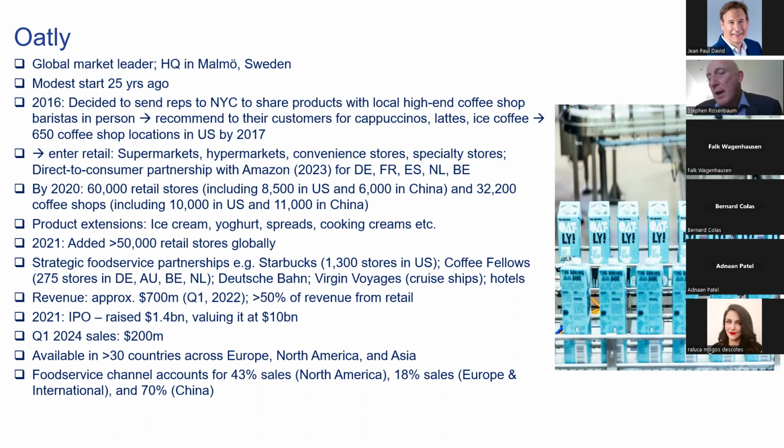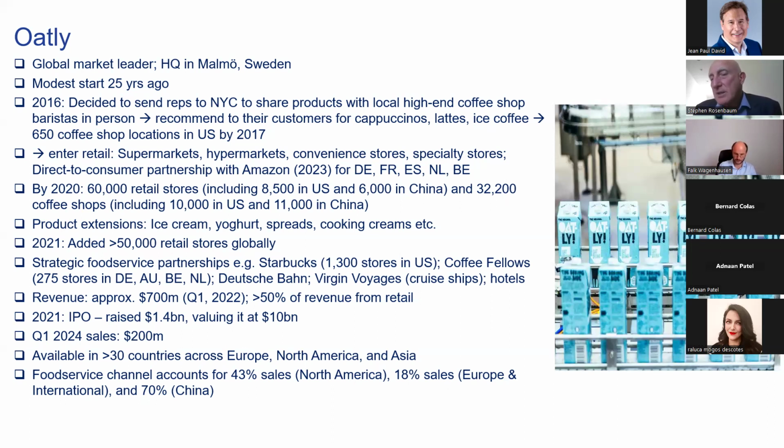They also, in terms of entry modes, started working on strategic partnerships. So with Starbucks, Coffee Fellows, which is based in München in Germany, and Deutsche Bahn, which is the train service in Germany, and Virgin Voyages, the cruise ships. So all of their alternative milk was oat milk from Oatly.